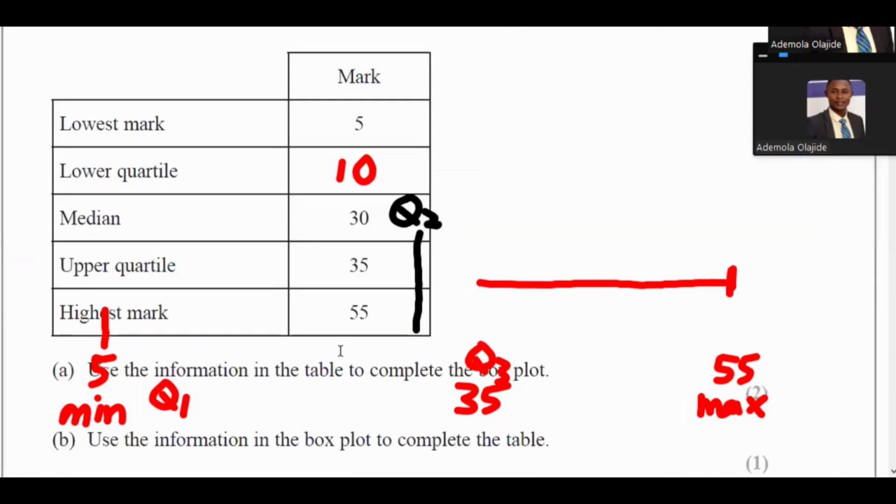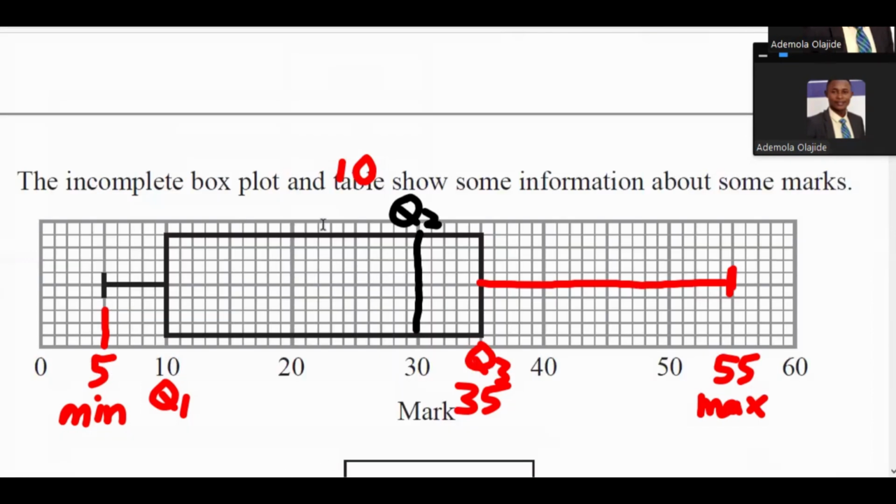So we have actually filled in everything in both the table and the box. They asked us to complete the box. That's what we have. We can see that the upper part is longer and this part is shorter, and that indicates the skewness of the data.